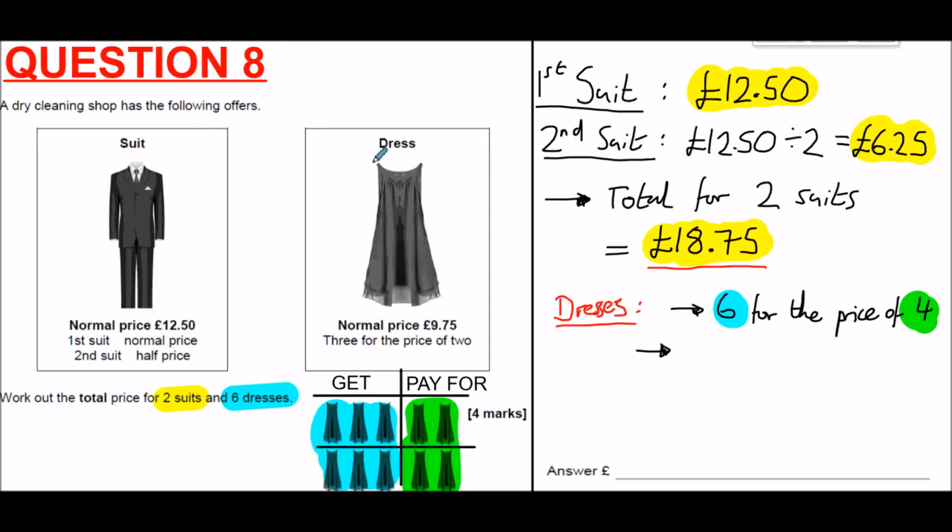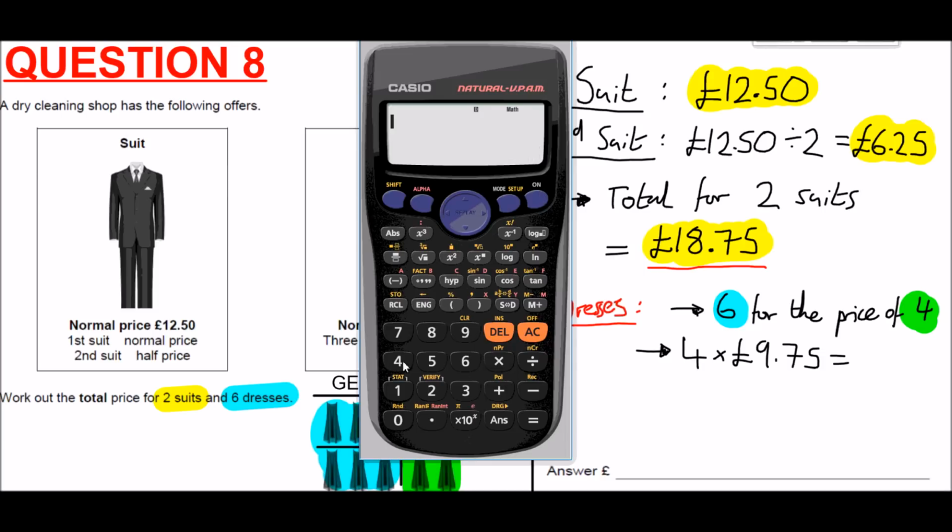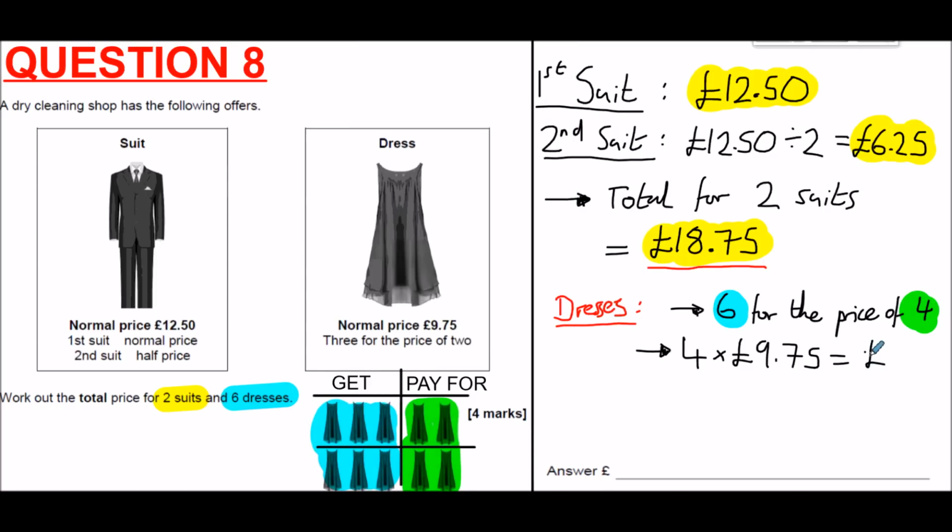And so the total cost of 4 dresses is 4, because we're getting 4, times 9.75, which you can work out easily enough with one of these machines called a calculator. 4 times 9.75, that's going to come to £39 exactly. So now we've got the total price of the dresses, and we've got the total price of the suits.